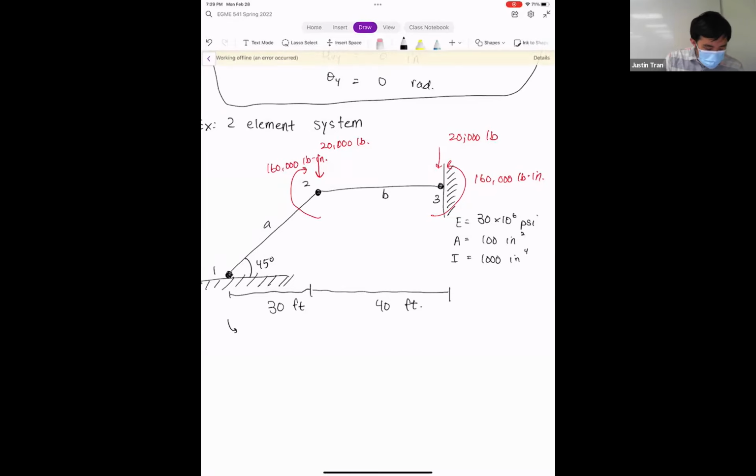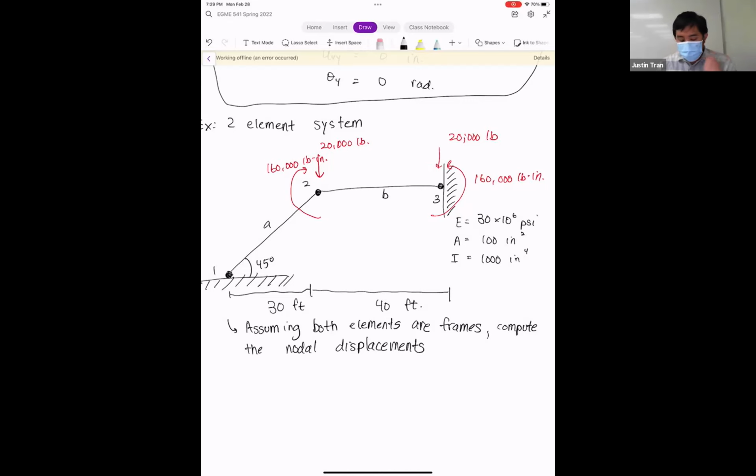And so just like we did for the last example, we're going to take this problem and assume all elements here are frames. If we assume both elements are frames, let's use this to compute the nodal displacements. Since the only node that's active here, that's not fixed to a wall or the ground, is node 2, the only thing we're going to find here is the displacements for node 2.